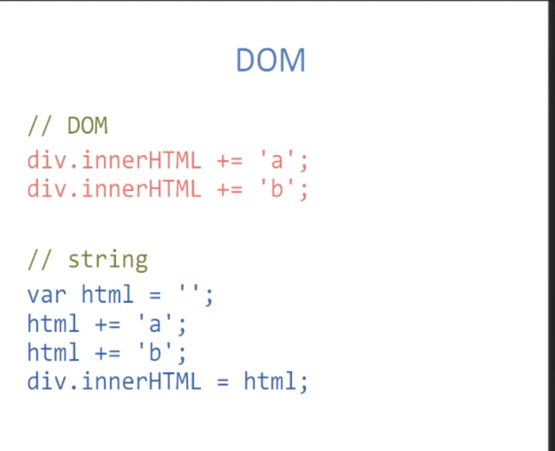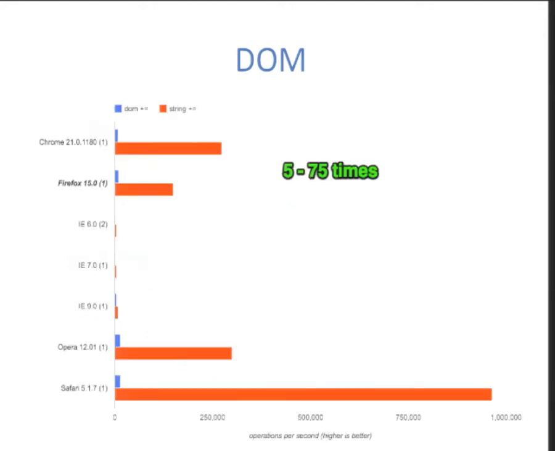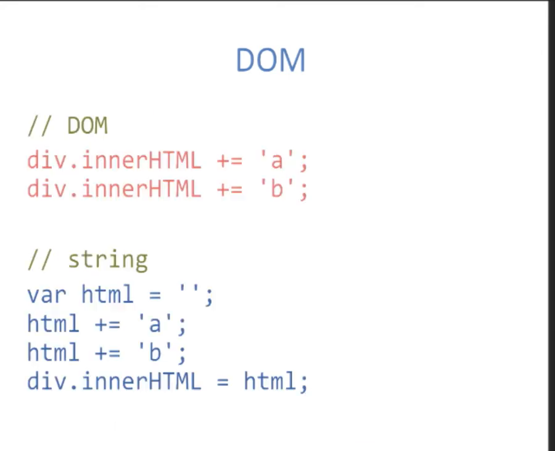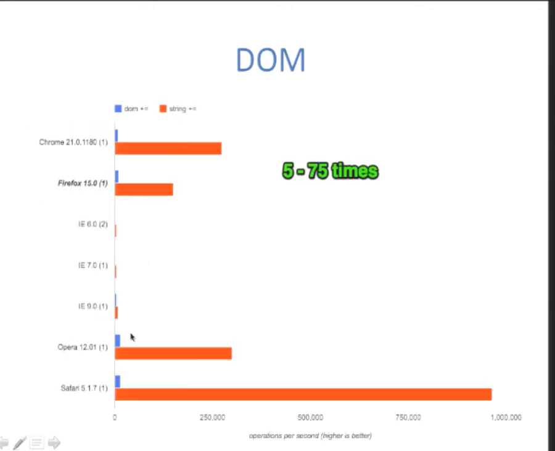This simple test you can go and run, and these are the results. The red is the string operations in memory and not directly in the DOM. As you can see, it lets you do much more operations per second. It's anywhere between 5 and 75 times faster to do the first thing. This little simple thing could be just a big pain compared to doing it in a local JavaScript variable.